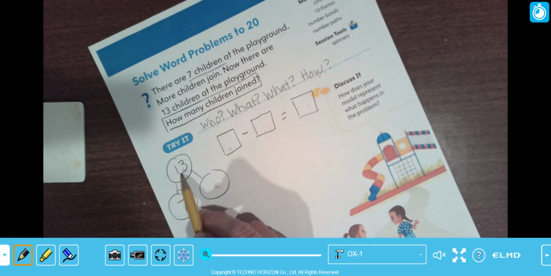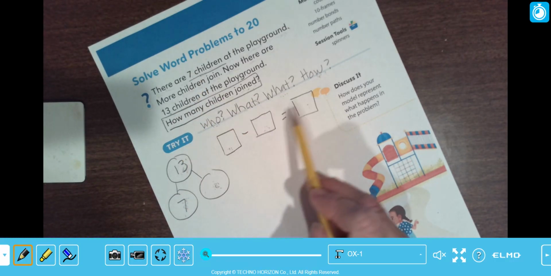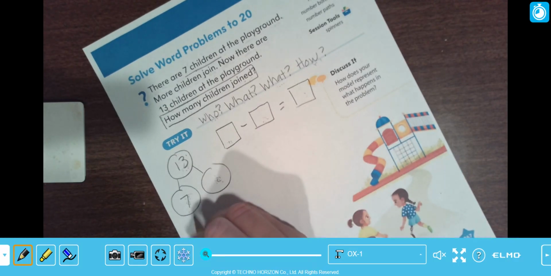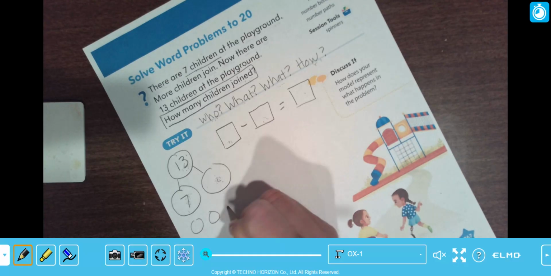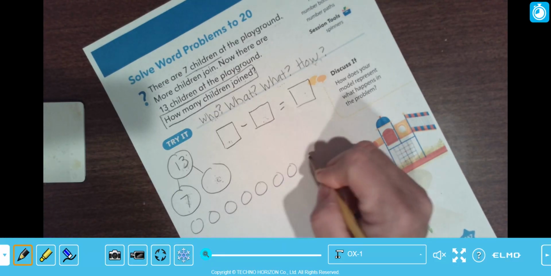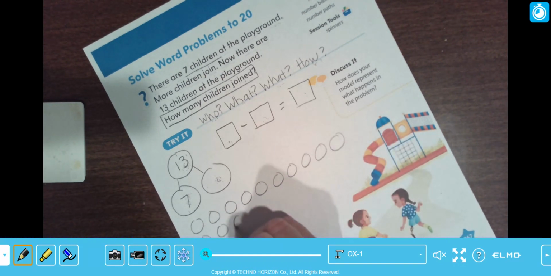So we're going to draw 13 in total. Well, we're going to draw 7. No, we should draw 13, the total. We should always draw the total if we know it. Okay, so let's draw that. 1, 2, 3, 4, 5, 6, 7, 8, 9, 10, 11, 12, 13. So there's the 13 total.